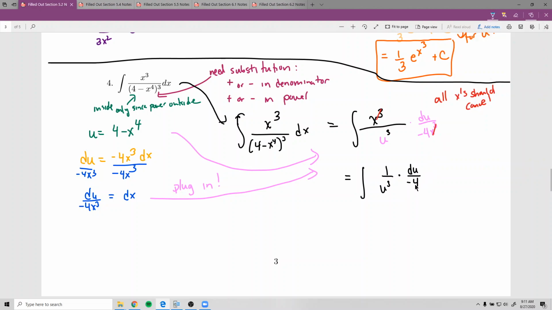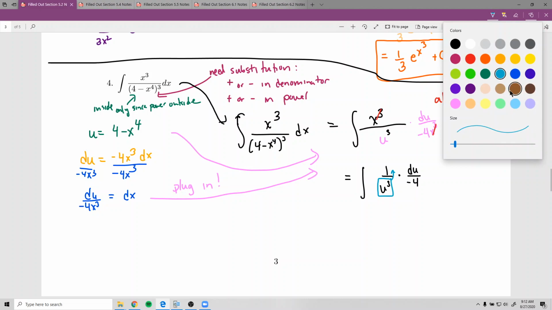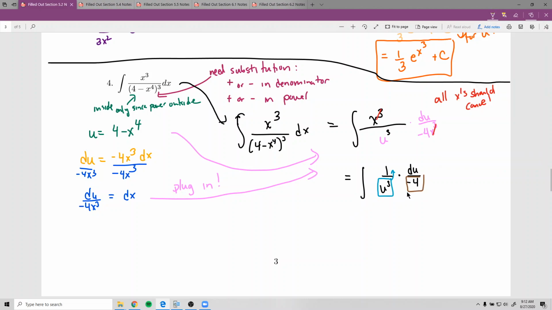Right. We've gone through this pretty much every time that we've done this now. We can pretty much integrate this. We do have to adjust the u here because it's a power of u on the bottom. We need to move it to the top to make it a negative exponent. And we should also bring the negative 4 out. All right, so when we do that, 1 over u cubed becomes u to the negative 3. The negative 4 on the bottom becomes a negative 1 over 4 outside. And then we're left with the du.